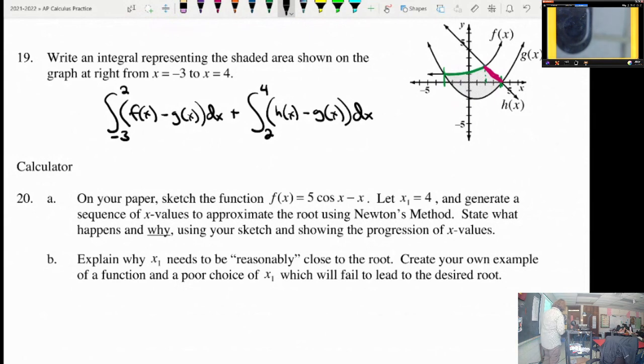And you know what's cool is we don't need to do number 20, because we are not talking about Newton's method in this course, because it's no longer part of the AP Calc AB curriculum, and we're not going to worry about it. So 20 we can forget about.